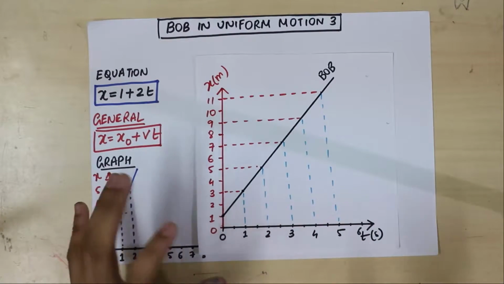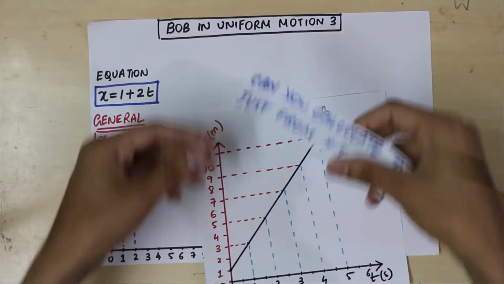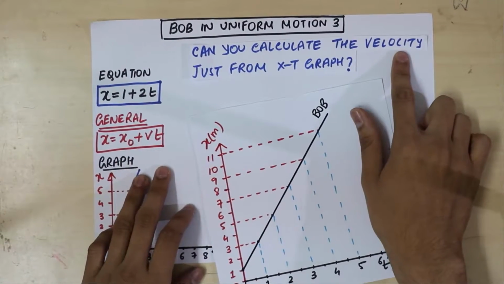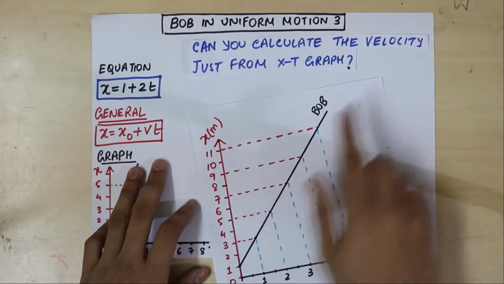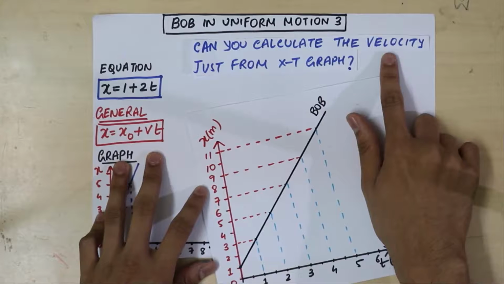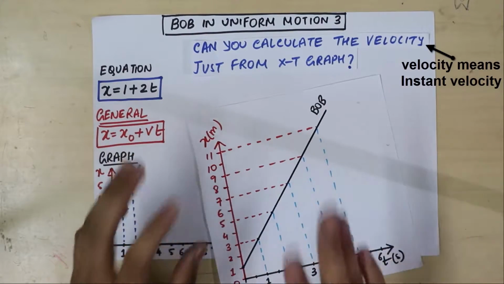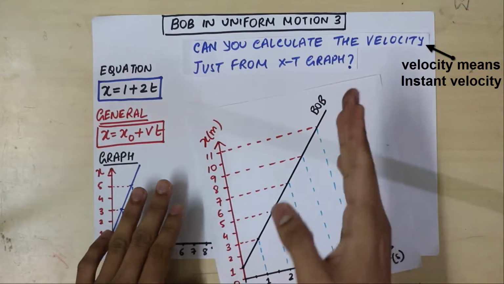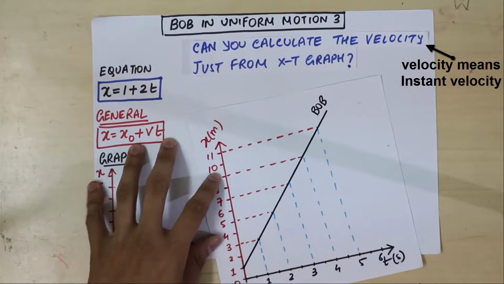So the question today we are going to ask in this episode is, can you calculate the velocity? It doesn't matter which velocity, the average and the instantaneous is the same thing because we're in uniform motion. And in general, when someone says velocity, he or she actually means instantaneous velocity, okay? We're going to be using that as our standard. Anytime someone says velocity, it always means instantaneous velocity. Anywho, can you calculate the velocity just from the xt graph?